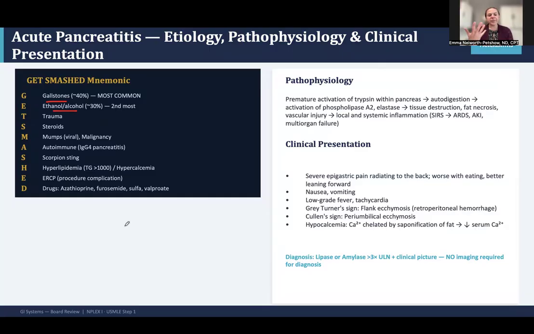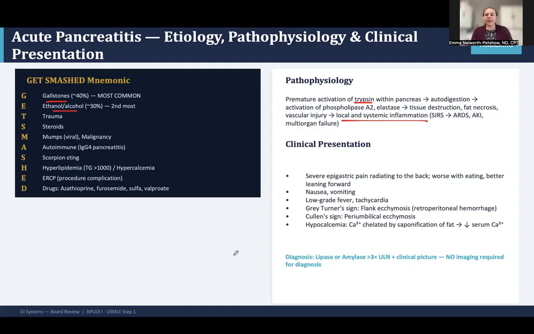So essentially for acute pancreatitis, we have premature activation of trypsin within the pancreas, which leads to autodigestion, activation of phospholipase A2, elastase, tissue gets destroyed, fat starts to necrose, you can have a vascular injury. This leads to local and systemic inflammation. Ultimately, if it continues to progress, it could lead to multi-organ failure.